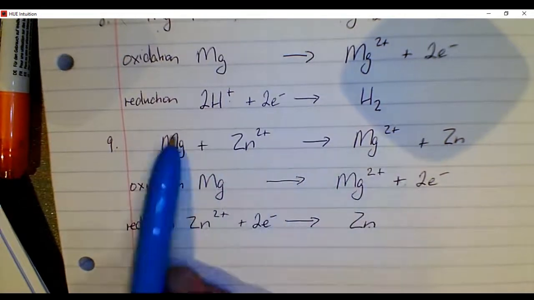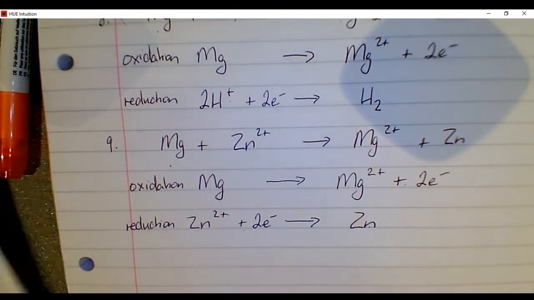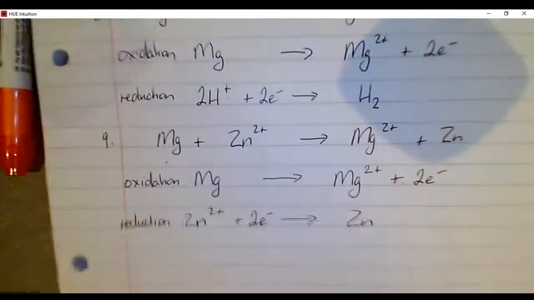This is a representation of a metal displacement reaction. Okay, we'll stop the video there.